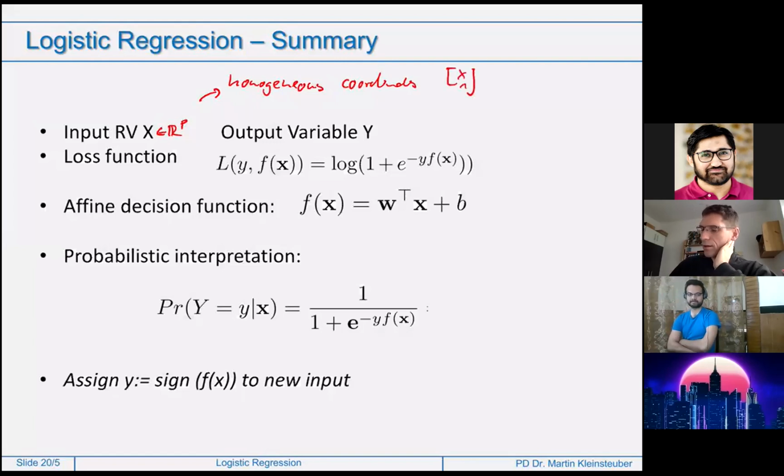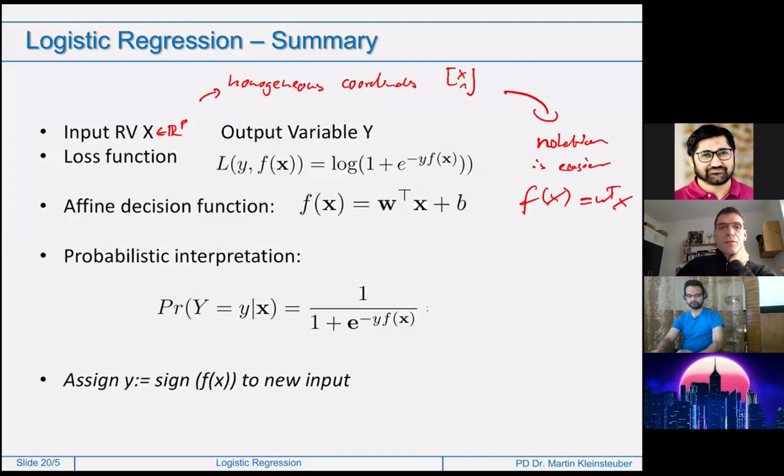x1, right? And then that makes it easier because then we can go to our cost function f of x is w transpose times x. Notation is easier. This is the only reason for doing that. We have a loss function that measures the deviation of our output and our input. That was this candidate here.